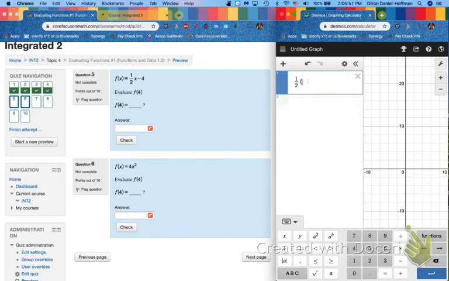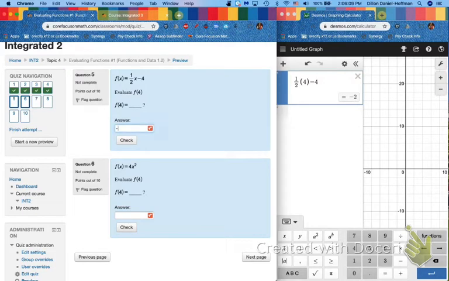And then parentheses, I have some number. For me, it's 4. For you, it's probably some other number. And then complete the rest of it. So I've got 1/2, 4, and then I have a minus 4. So minus 4. If you do that correctly, it's going to spit out a number. That's your function number that gets put out as your output. You plug in 4, you get out -2.